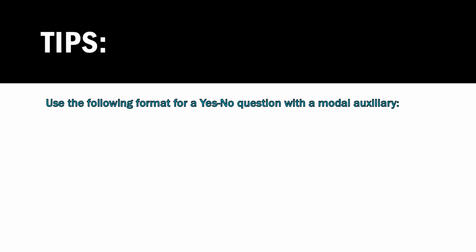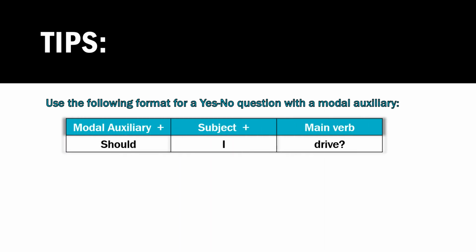Some tips to use modal auxiliaries in a correct or appropriate manner. Now, I told you previously how you use a modal: subject plus modal plus verb. Now, when you use a yes or no question with a modal auxiliary, this is the formula. You use the modal first plus subject plus main verb. So your modal comes in the beginning of the sentence. Should I drive?